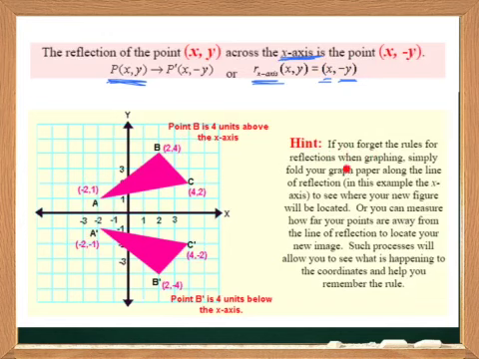If you forget the rules for reflections when graphing, you only need to fold your paper along the line of reflection or find the line of reflection, which in this case is the x-axis. Point A is 1 unit up, so A prime will be 1 unit down. B is 4 units up, so B prime will be 4 units down. C is 2 units up, so C prime will be 2 units down. So even if you forget the rules, if it's on a graph, you can still use the axis of symmetry to see how far it is away from that line of symmetry.